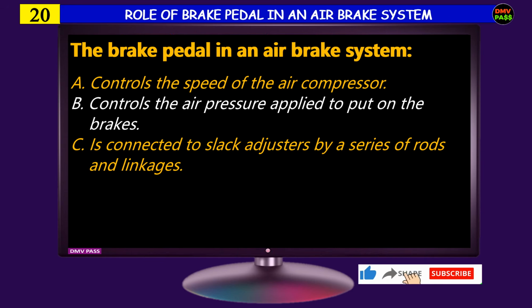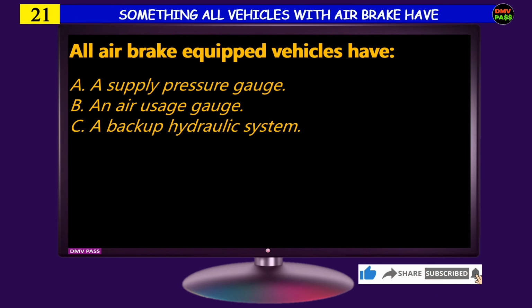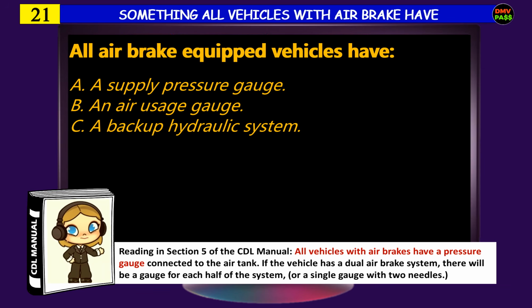Next question. 21. All airbrake equipped vehicles have A. A supply pressure gauge. B. An air usage gauge. C. A backup hydraulic system.